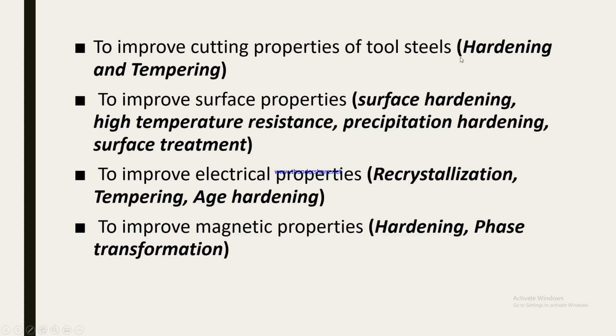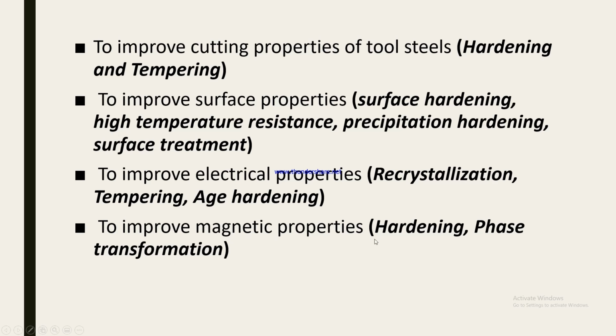To improve surface properties, surface hardening, high temperature resistance, precipitation hardening, and surface treatment. These processes are used, the steel undergoes these to improve the surface properties. To improve electrical properties, we do recrystallization, tempering, edge hardening. To improve magnetic properties, hardening and phase transformation are used.